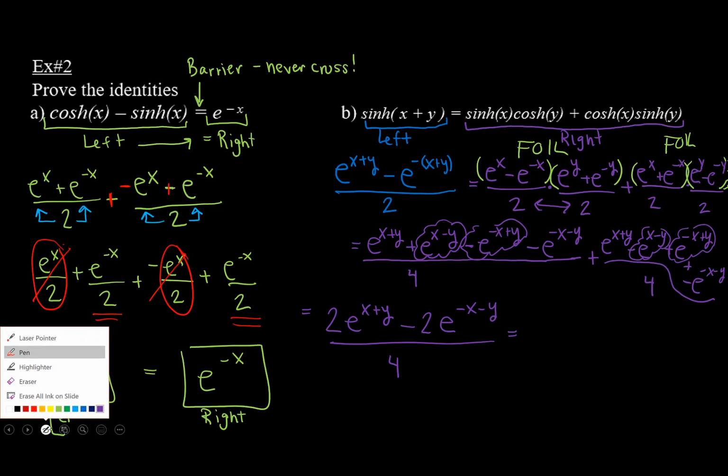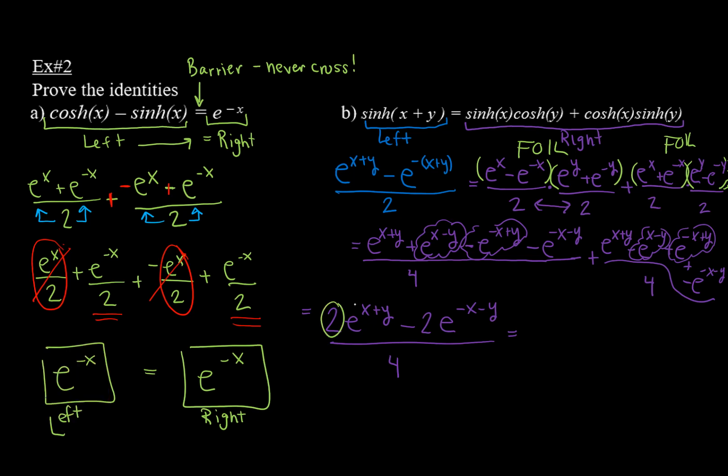Now, a couple things I can do here is the 2, 2, and 4. I can cancel a factor of 2. And then here, I can factor out the negative. What I'm going to end up with is e to the x plus y minus e to the negative x plus y all over 2. And notice, here's my left-hand side, that was my right-hand side, and that's equal to my left-hand side. Excellent, huh?